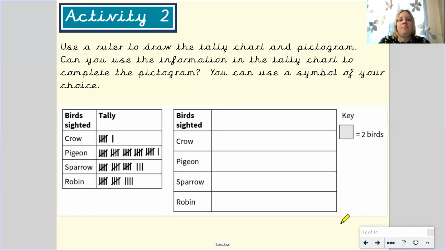Activity 2. Use a ruler to draw the tally chart and pictogram. Can you use the information in the tally chart to complete the pictogram? You can use a symbol of your own choice. So instead of using a square, you can draw your own symbol to represent it.